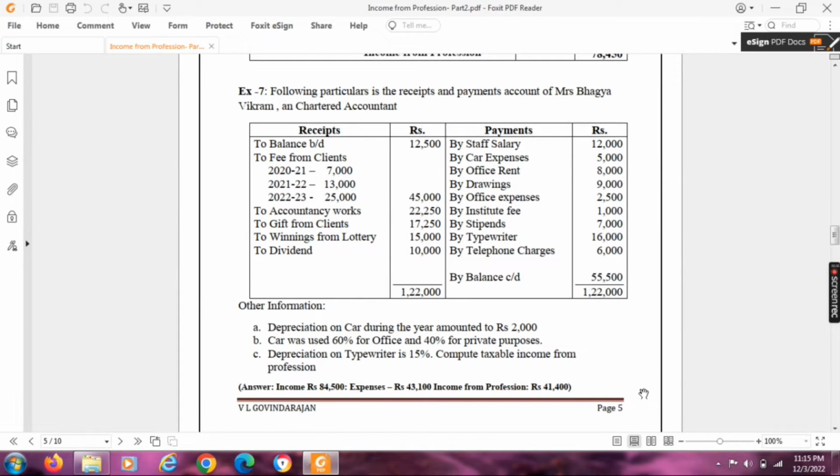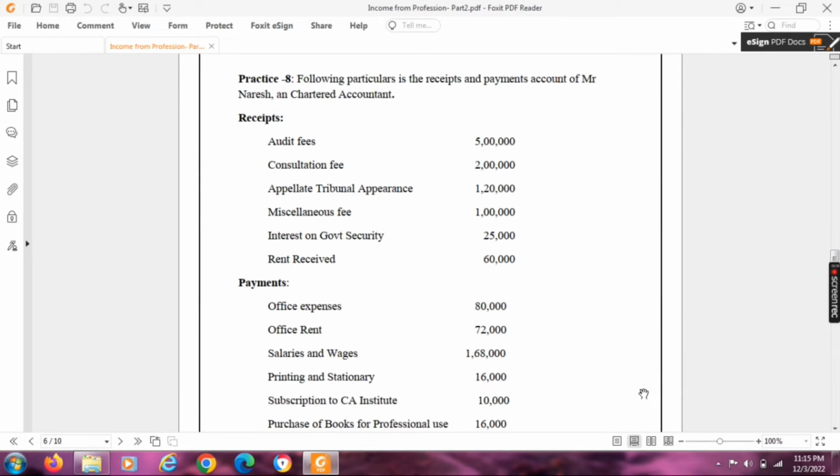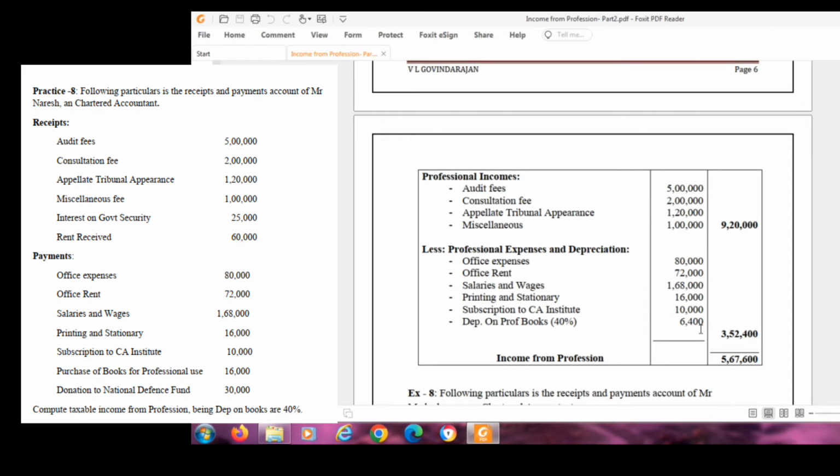Now let me see practice 8. Following particulars is the receipts and payment account of Mr. Naresh, a chartered accountant. It was not given in any account format, it was given in statement format. Audit fee, consultation fee, appellate tribunal appearance, miscellaneous fee, interest on government security, rent received. Out of the 6, the first four are the chartered accountant's professional income. Interest on government security is taxable income from other sources. Rent received is taxable income from house property. So leave these two.